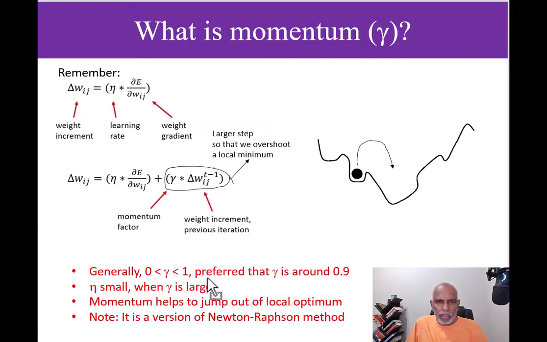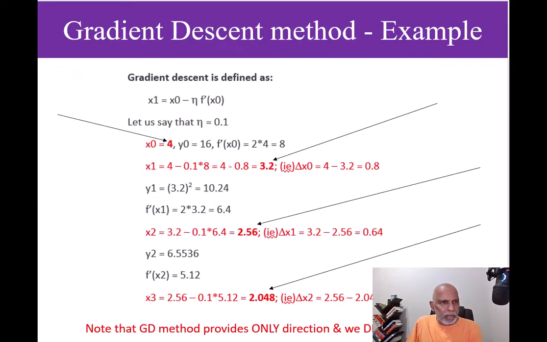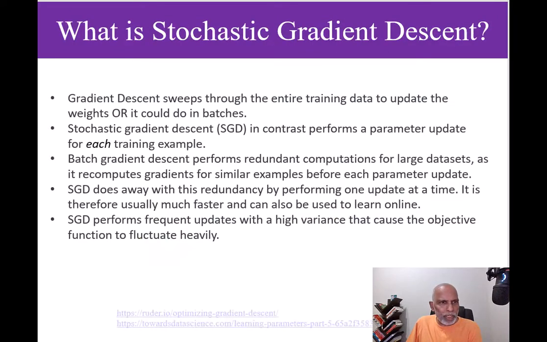Generally gamma is between 0 and 1. It's a kind of search parameter. We usually prefer gamma to be around 0.9. Eta is small when gamma is large, and eta is usually very, very small. Momentum helps to jump out of the local optimum, and it is a version of the Newton-Raphson method. So it's not anything new, but they made it workable for a neural network, which is just a collection of data points. We totally don't know the function. I wanted to get your attention to those details.